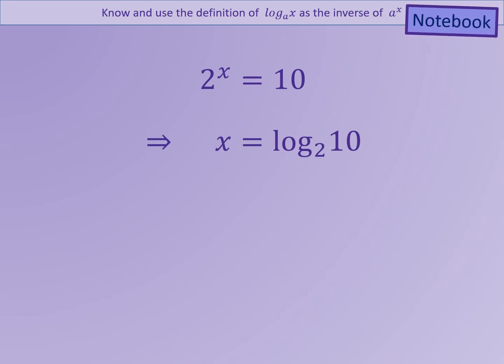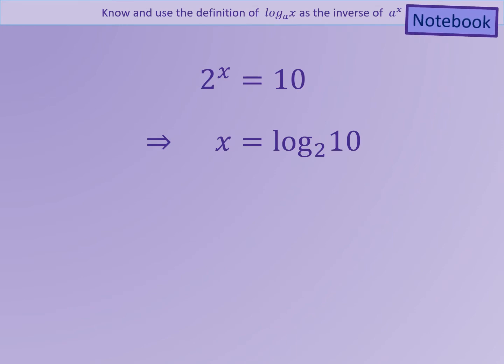So those two equations that you're seeing here are equivalent to each other. They mean exactly the same thing. They're just written in a different way. So the top equation is the exponential equation, and the bottom equation is the equivalent logarithm equation. And it's this one that we're going to use in order to find the answer to our question.